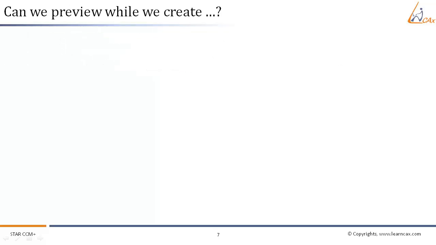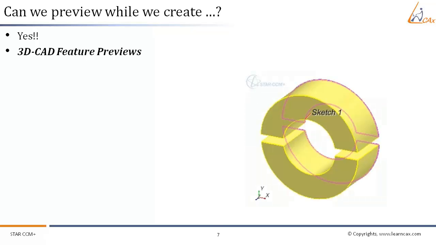In any CAD creation operation, it is very helpful if we can see a preview before we finalize any operation. This will help to know whether we are on the correct path or not. Is there any such feature? We can do this using the 3D CAD feature previews. For most 3D CAD features, STAR CCM+ displays a preview of the expected result in the 3D CAD view scene before you complete the action to create the feature. An example is shown here.